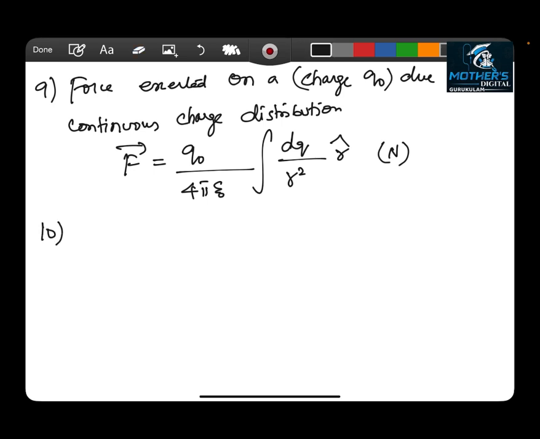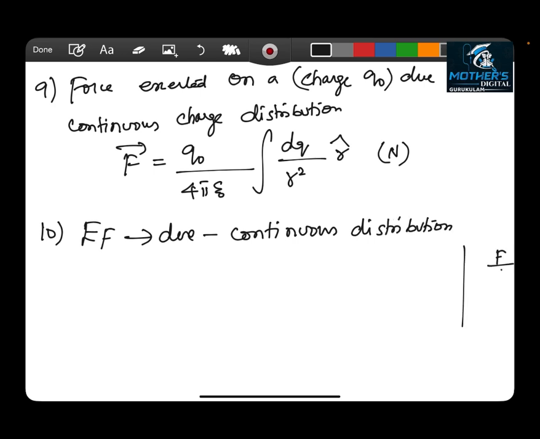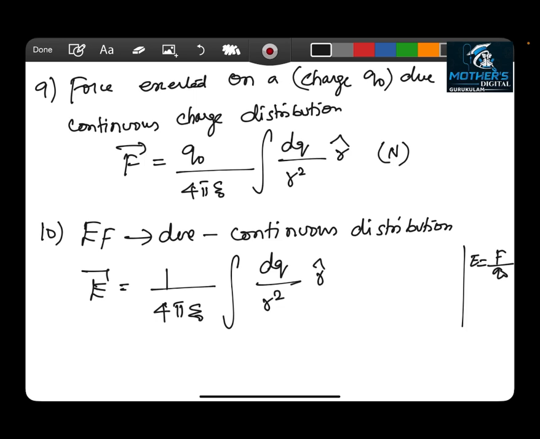The next formula, electric field due to continuous charge distribution. We already know that F divided by Q naught will give you the electric field. So if you cancel this Q naught, it will become the electric field. So electric field will be 1 by 4 pi epsilon naught integral dq by r square r cap. So electric field should be measured in terms of Newton per coulomb.